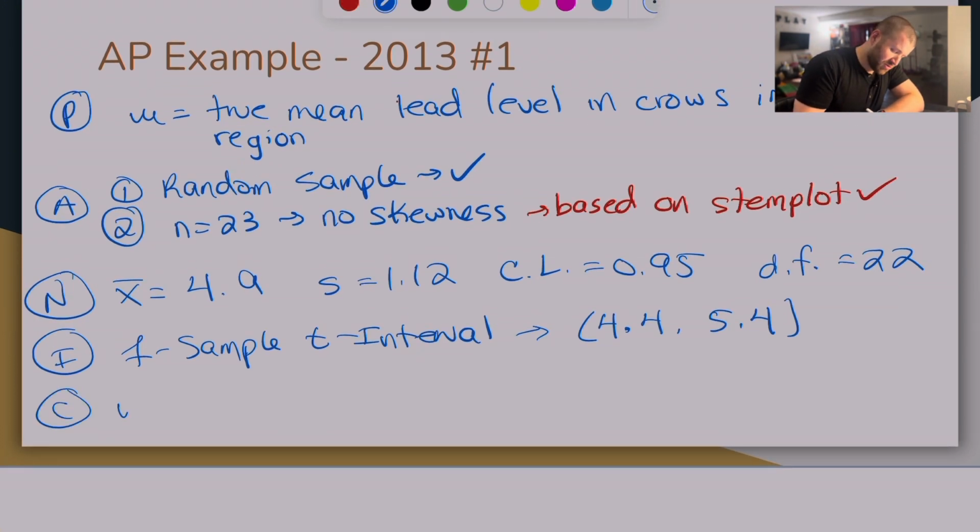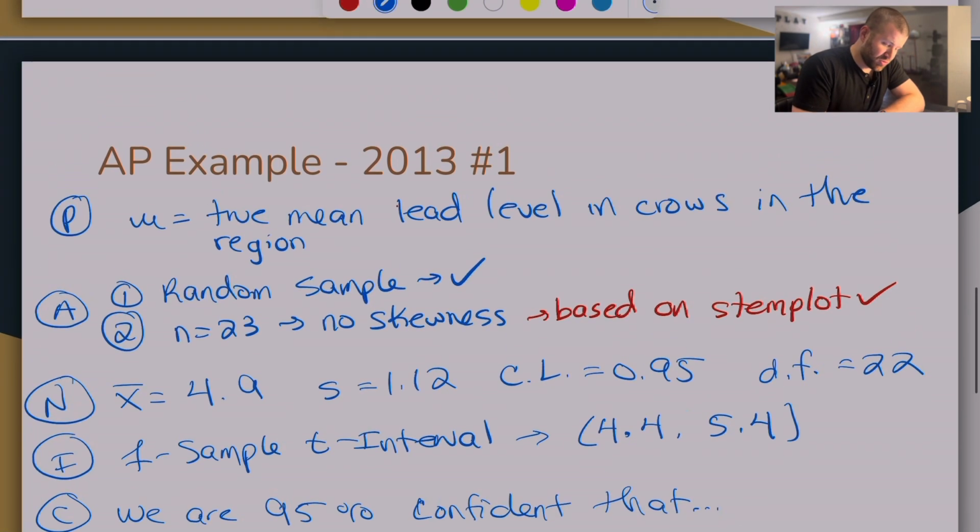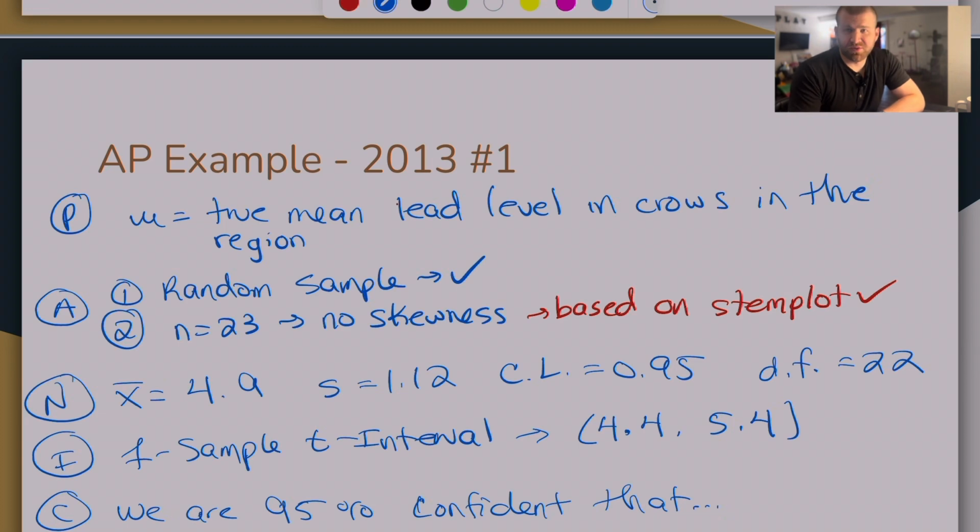But for my conclusion, now it stays the same, right? We are 95% confident that the true mean lead level in crows in this region lies on 4.4 to 5.4.